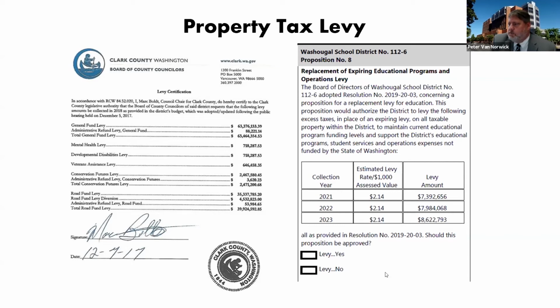So for example, in this Washougal School District one over here, the voters approved a levy limit of $7,392,656. So let's just say I came into my office, and all of a sudden their certification said $7,400,000. My office would go in and say, no, your levy limit was $7,392,656. That is the amount that we're going to collect. You need to go back and redo your budget.